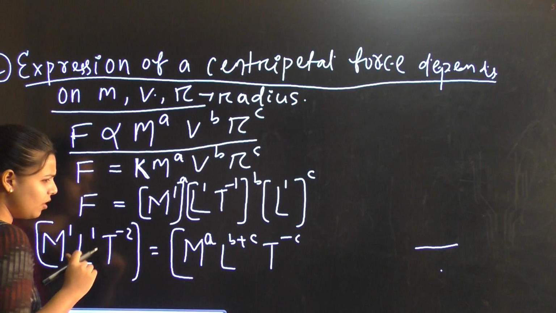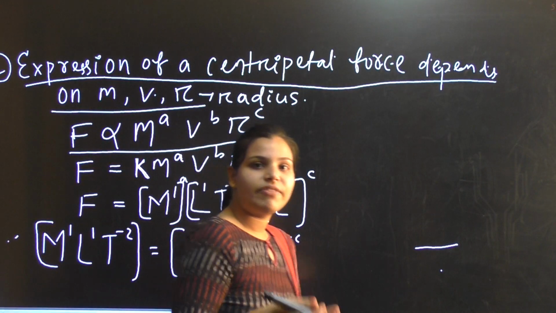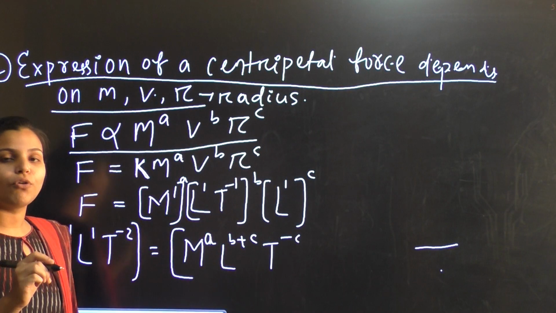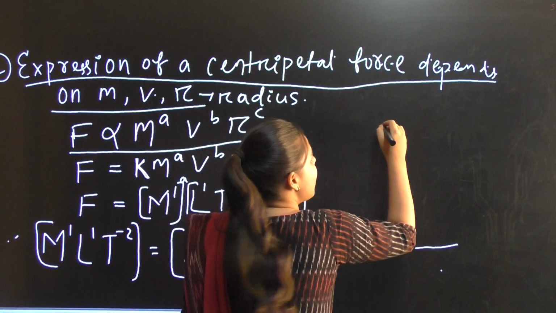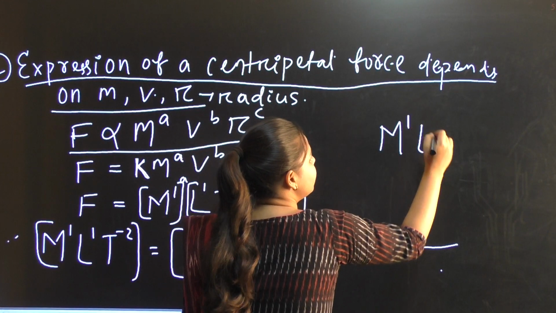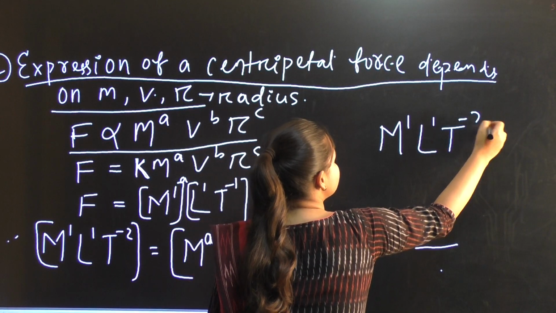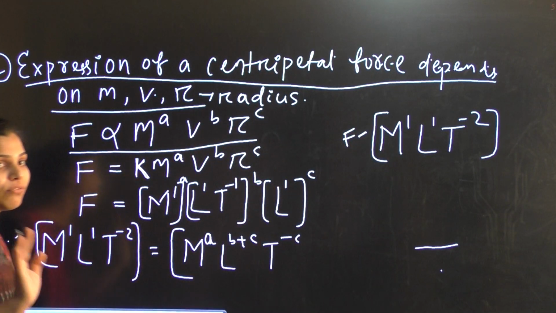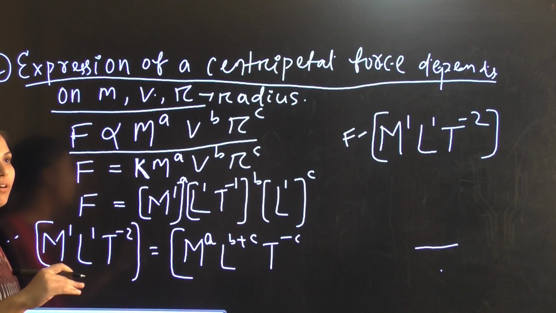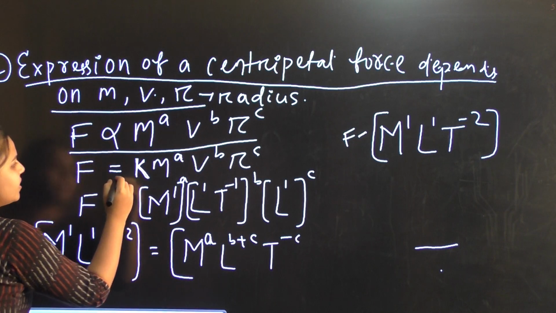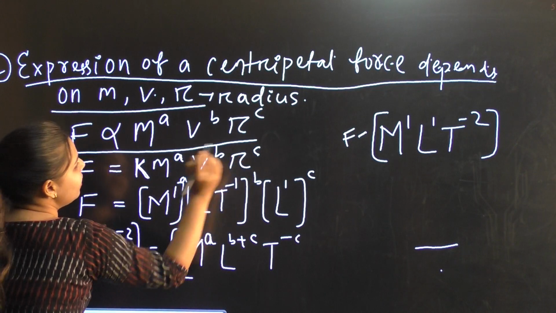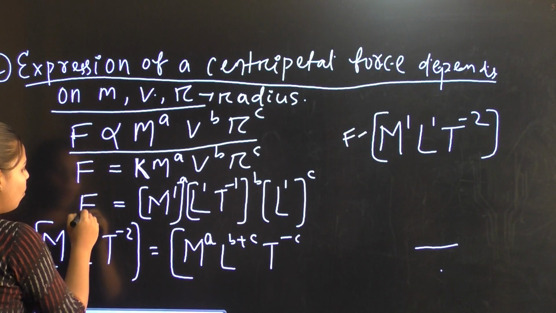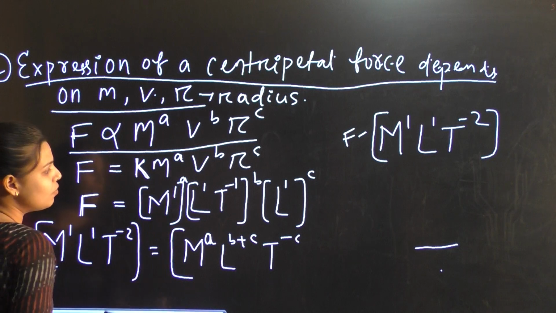Whether it is gravitational force, centripetal force, centrifugal force or any other force, the dimension of force is only one. What is the dimension of force? M1 L1 T minus 2. The dimension of force is always the same, whether it is centripetal, centrifugal or anything else. So F is equal to K times m^a v^b r^c. We don't know the powers, how it is varying.